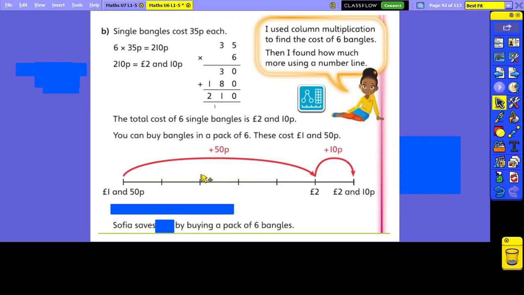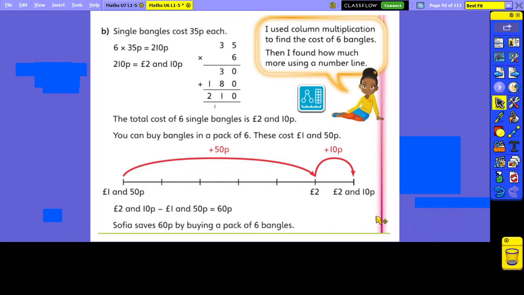And I'm working out what the difference is between my two amounts. So over here, I've got £2.10. If I take away £1.50, I'm left with 60p. Sophia saves 60p by buying a pack of 6 bangles as opposed to 6 individual single bangles. I hope you got the same answer as me there.